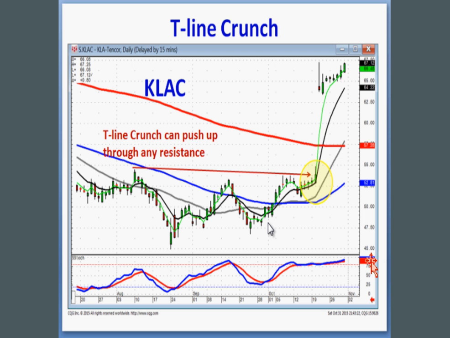A left-right combo is a doji followed by a bullish engulfing signal. So again, the T-line crunch doesn't necessarily have to be one of the major moving averages. It could be a resistance level. But if they're crunching up through what you can see as an obvious resistance level, that's when you want to be buying.